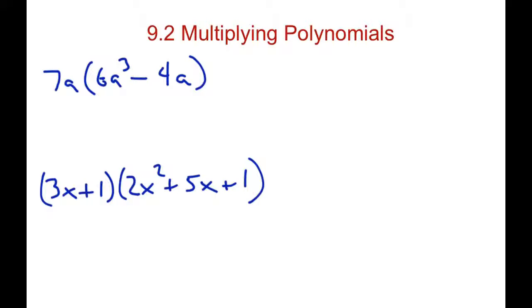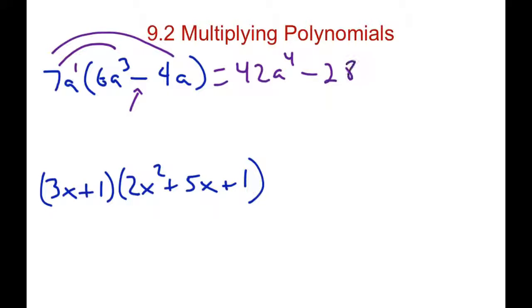Alright, so I'm going to distribute this 7a there and there. So 7a times 6a cubed. 7 times 6 is 42. a to the first times a to the third is a to the fourth. Minus 7a times 4a. 7 times 4 is 28. a to the first times a to the first is a to the second. And there you go, that's it. 42a to the fourth minus 28a squared.